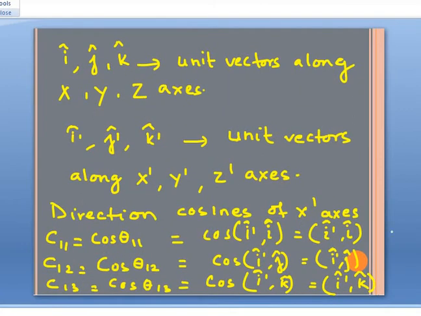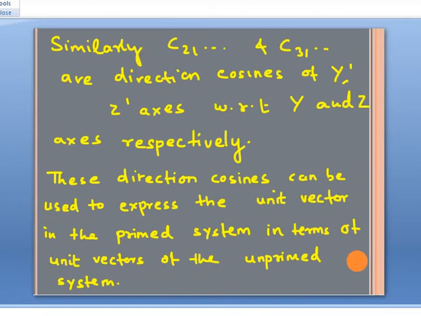So the direction cosine of the x prime axis will be C11, or you can write cos theta 11, which is the cosine of the angle between i prime and i. Similarly C12, similarly C13. And it doesn't stop here. You will also have C21, C22, C23, C31, C32, C33, or the cos thetas. C21 and so on, C31, are the direction cosines of the y prime and z prime axes with respect to the y and z axes respectively. I hope I am clear.